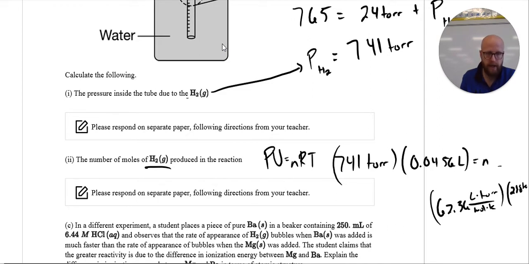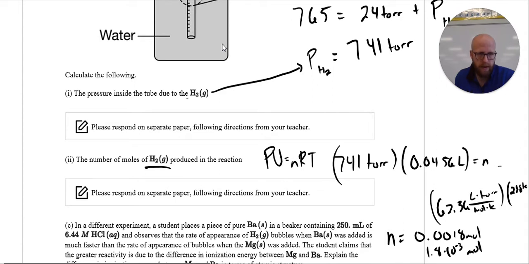Okay, and now I'm just going to solve for n. Anytime you have a gas and you want to find moles, you're going to want to use the ideal gas law. The other thing you could have done, and not use the different R value, is convert your pressure from torr to atm. That conversion is also on your formula sheet: there's 760 torr in 1 atm. What I got was the moles is equal to 0.0018 moles, or 1.8 times 10 to the negative third moles of H2. So there's my answer for that.